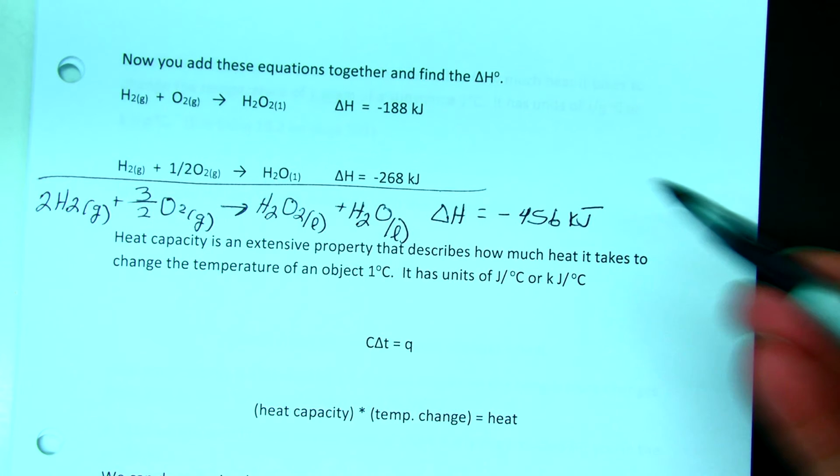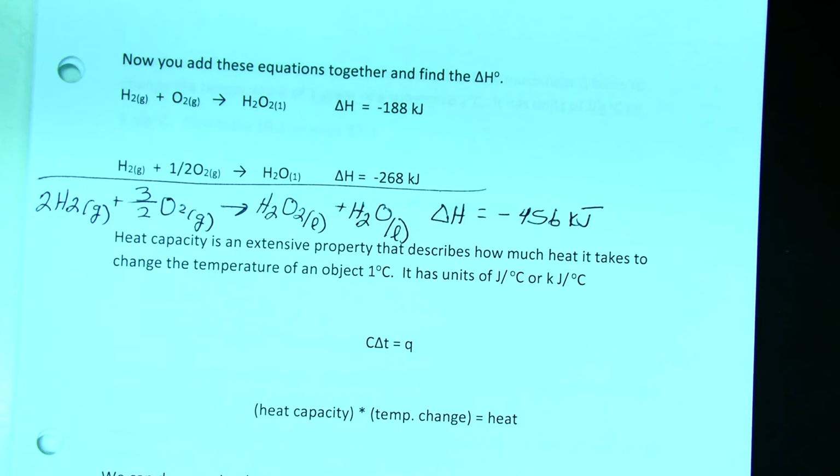Okay, so we looked at adding equations together. We add the reactants, we add the products, and we add the enthalpies. That is one thing we're going to keep doing as we move forward in this chapter. The other thing that we're going to do in this chapter is really what we need to be able to do for Wednesday's lab.